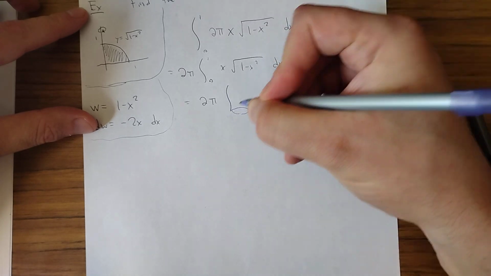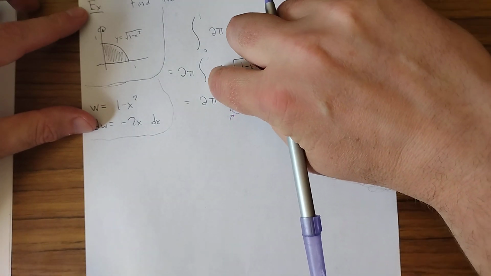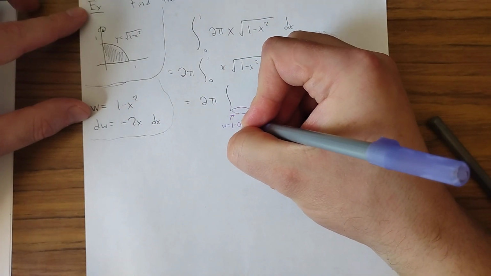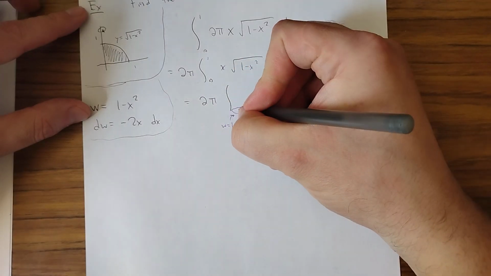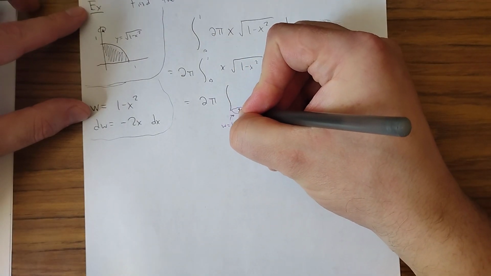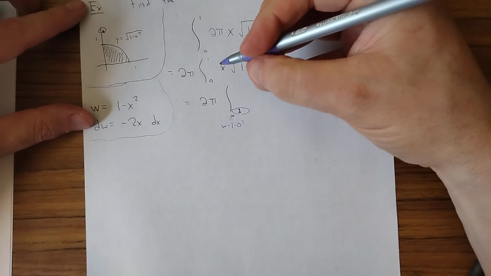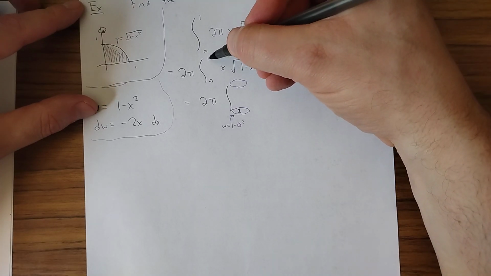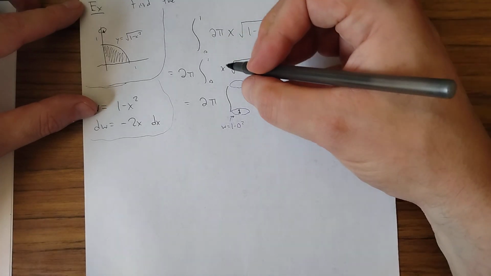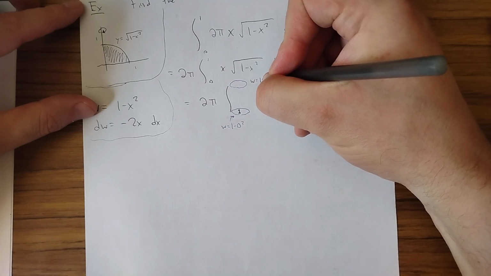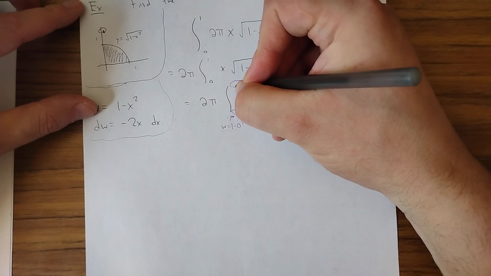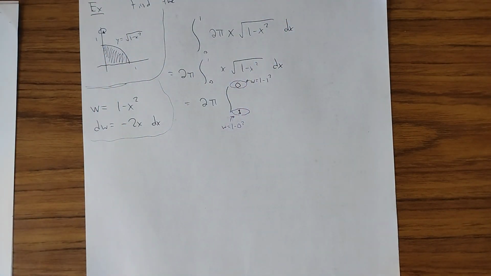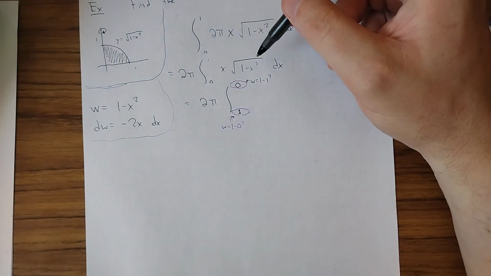Well, what goes here? I'm going to take this x value and see what w is. So w would be 1 minus 0 squared. So what goes here is a 1. And then what goes here, well, that's going to be the w value corresponding to this x value. So that's 1 minus 1 squared. So that's 0. All right, so that's just a review of how that works. Let's convert the rest.